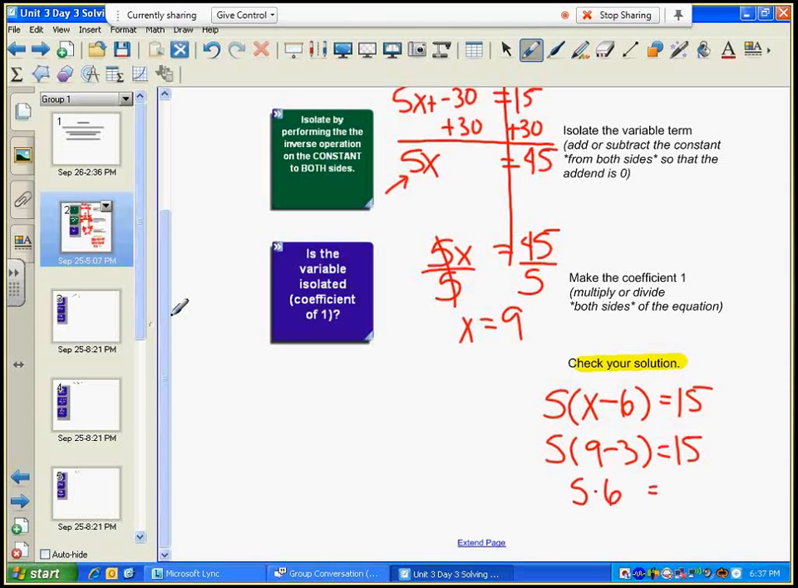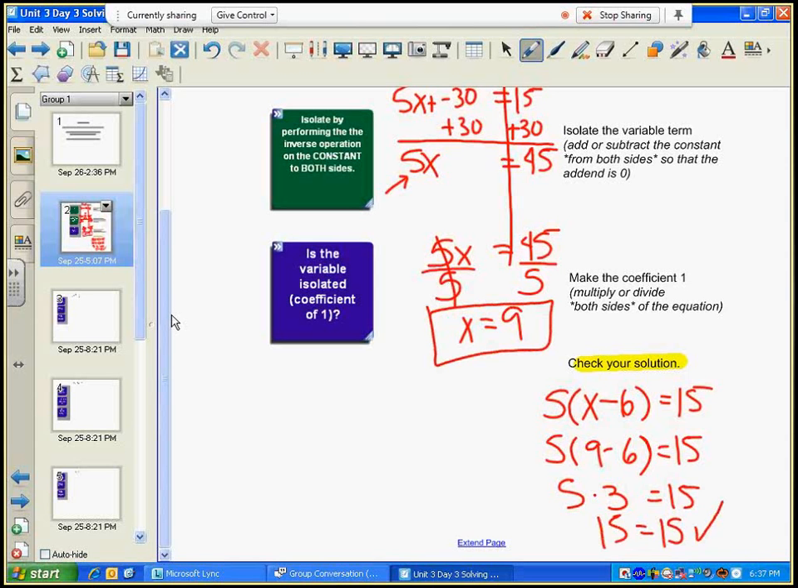Hey, I wrote that wrong. Thinking ahead here. I end up with 5 times 3 is equal to 15. Let's keep it going. 15 is equal to 15. Yes, so yes it is. That checks out. And so therefore I box my solution. My solution is x equals 9.